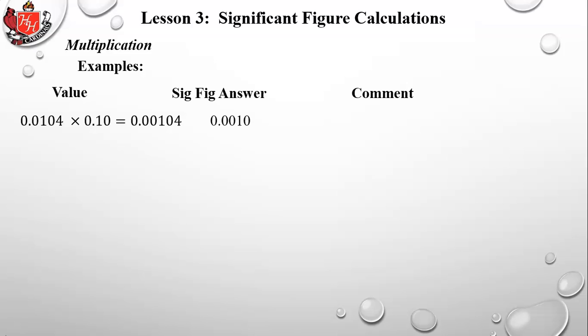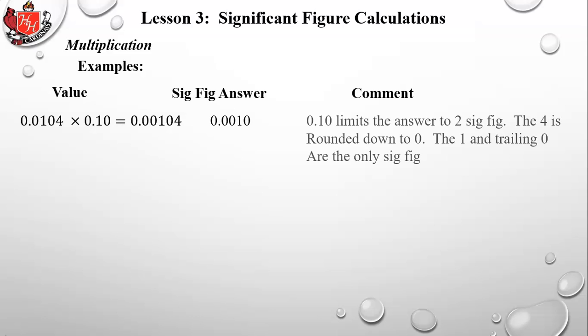So it's going to round that 0 back down to 0. And so you see the Sig Fig answer has 2 significant figures in it. The 1 and the trailing 0 are both significant. The zeros to the left are not significant. So 0.10 limits the answer to 2 Sig Fig. The 4 is rounded down to 0. The 1 and trailing 0 are the only Sig Fig.